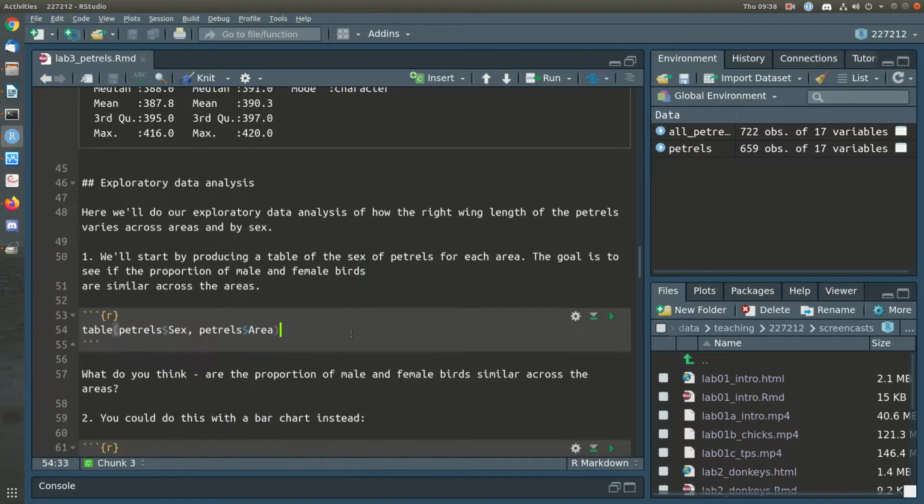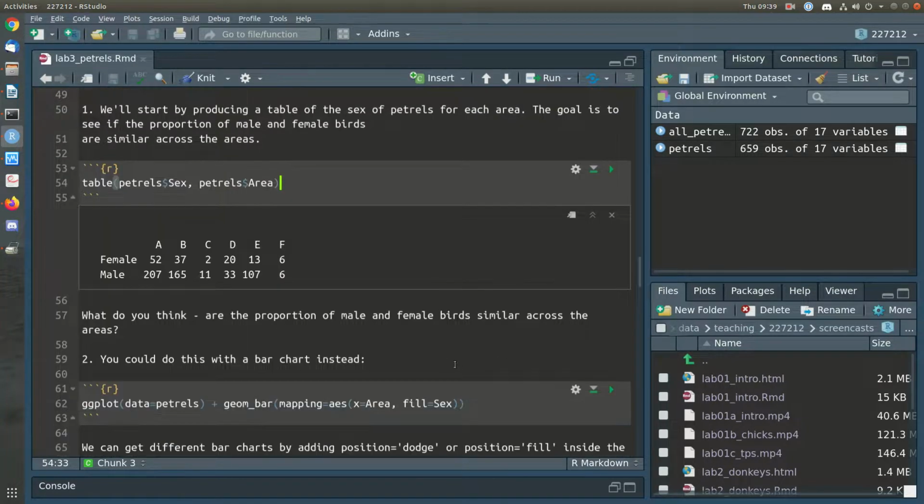Okay, so we're going to start off by just assessing how many birds of each sex are in each area. So we can do that with the table function. Okay, and when we do that we notice that there's varying numbers in terms of the total. So in area C there's only 13 birds, in area F there's only 12 birds, whereas in area A there's 250.